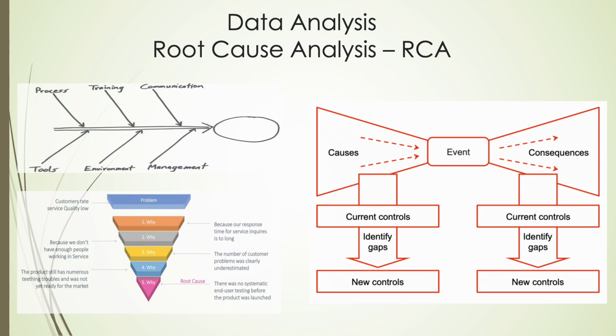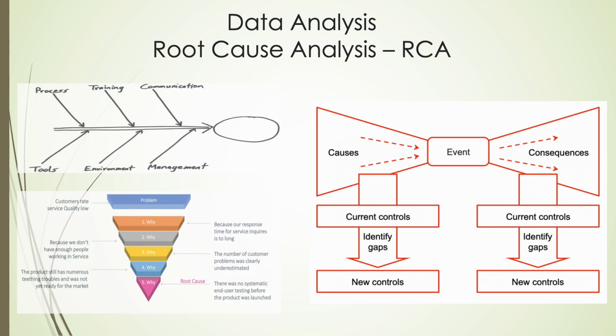Number 3, bowtie analysis. Bowtie analysis is a risk management technique that visually maps out how a risk event can occur and its consequences. The diagram looks like a bow tie, where the central knot represents the risk event, and the left side outlines the causes, while the right side outlines the consequences. It also includes control measures to prevent the event and mitigate the consequences.